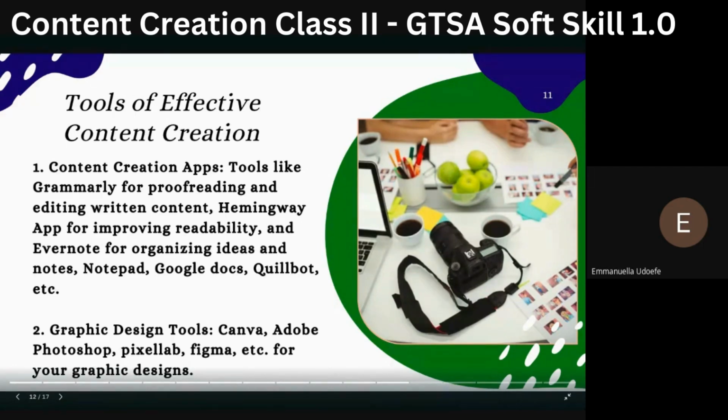Then we have the Google Docs. For your next assignment, you will still see it. You need to download this Google Docs. Even if you don't download every other thing, Google Docs, you need to download it, especially if you're going to be doing more written content. Quillbot. Quillbot is a paraphrasing tool.